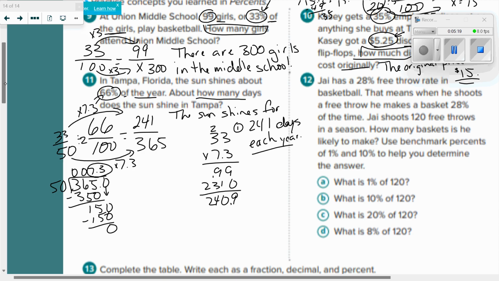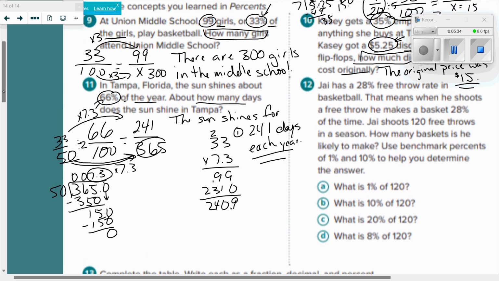I hope you guys are understanding this concept: if I don't know what I'm multiplying by to get there, all I'm going to do is take this and divide by the number I'm going to. That's going to tell me the factor that I use to get there. That's what we're doing on all of these.